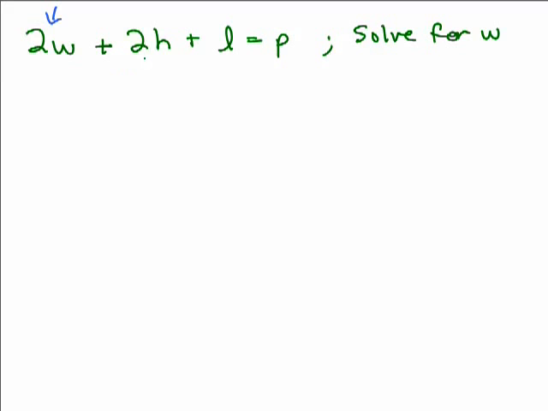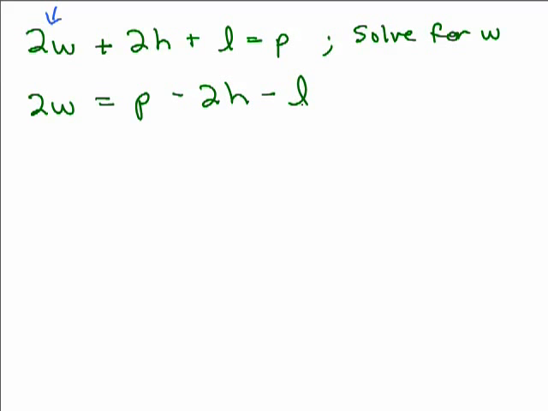So we need to subtract 2H and subtract L from both sides, so 2W is on both sides. Just like if this was just plus 2, you would subtract 2. So let's do that. 2W equals, all right, so we're going to put that on the other side by subtracting 2H from each side and subtracting L.